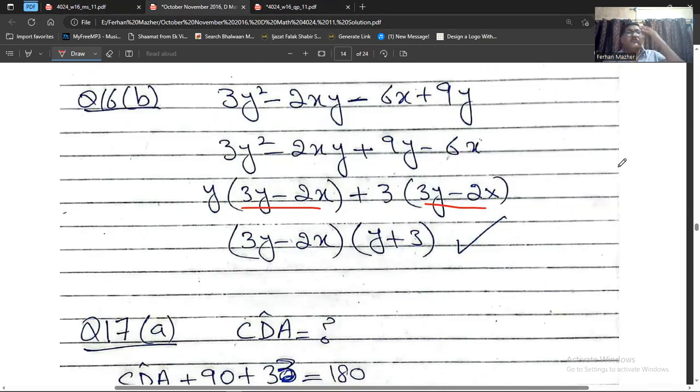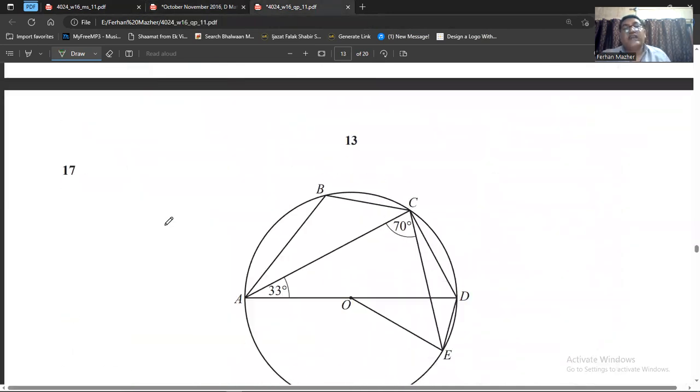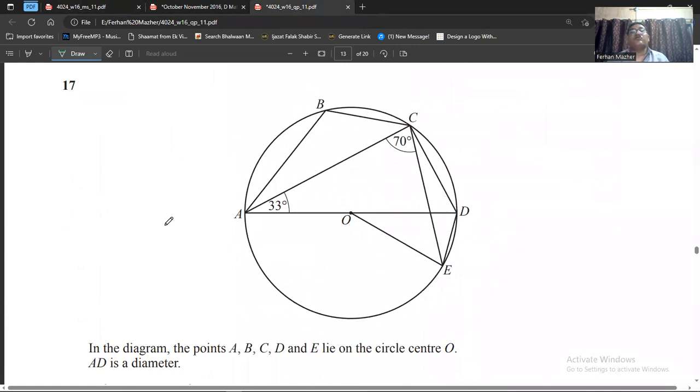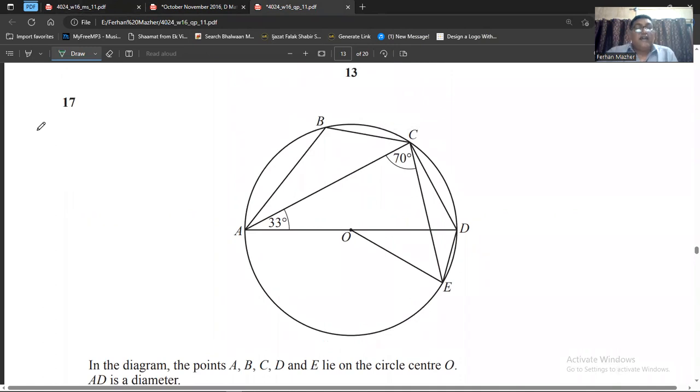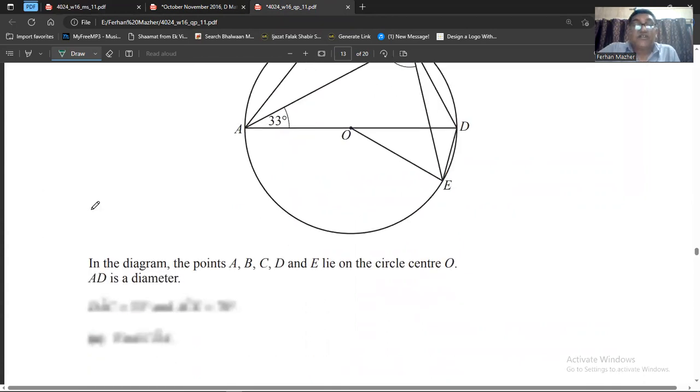This is the solution of question number 16B part. If you want more time, you can pause the video. Okay, so we are going to the next question. And the next question coming up on your screen is question number 17. He says, in the diagram, the points A, B, C, D, and E lie on the circle center O. AD is a diameter. This is a very important statement.